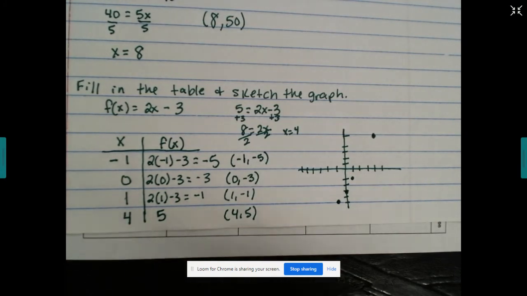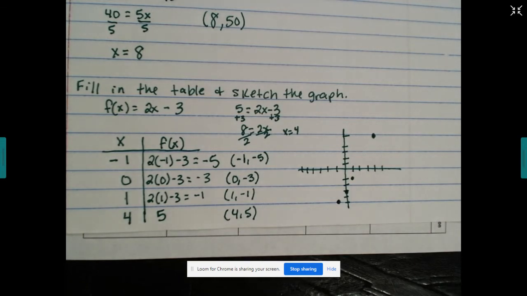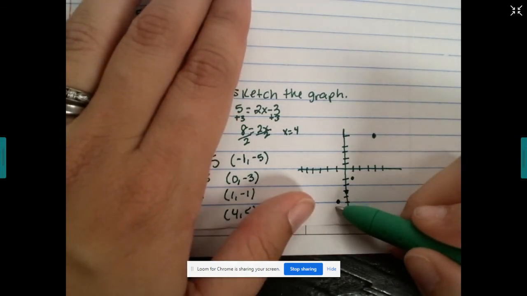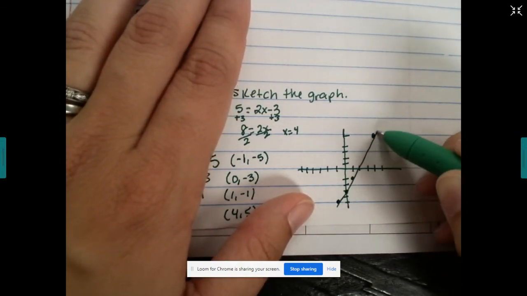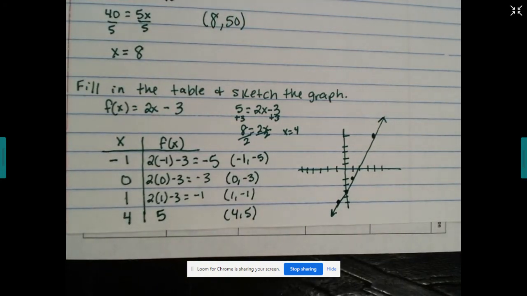And then we do want to connect them. And even though we only found points from -1 to 4, this graph keeps on going forever. So we connect them all in a straight line as possible. And then we do want to put arrows on both ends because it does keep on going.